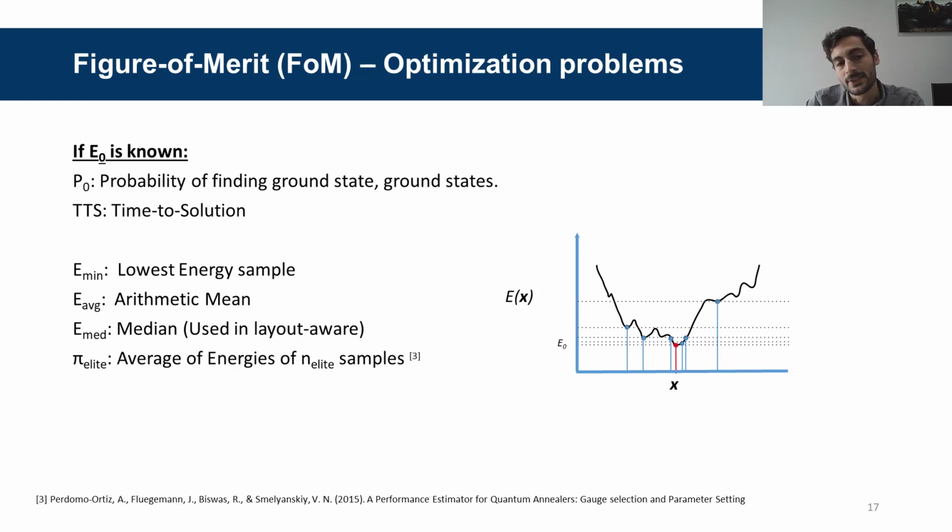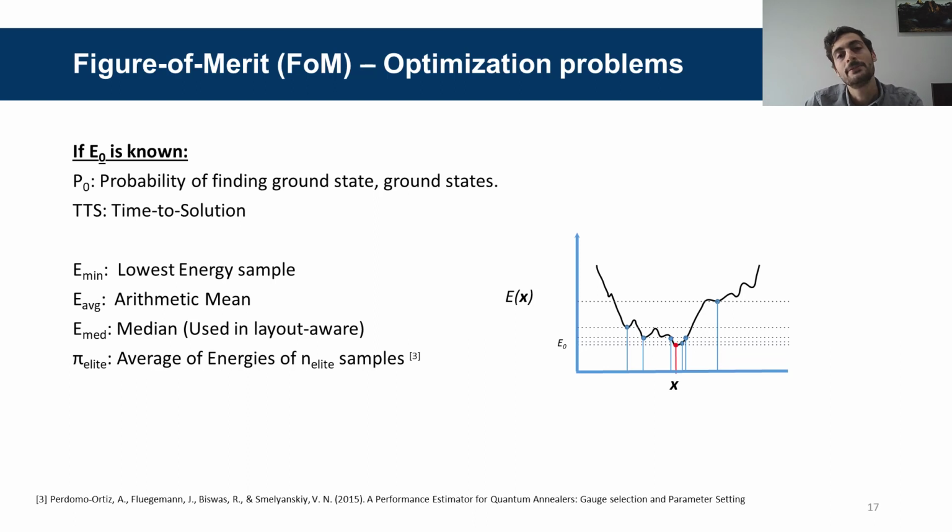But if you don't know the solution, then you can look at simple statistics. You could look at the minimum or the lowest energy sample. The mean, this is a little problematic because the distribution of samples could have a very long tail, which means your mean just moves towards that. So it may be better to use median, which is what we used in our previous work on layout-aware embedding algorithms. You could use some mixture of this, where there's been some work on, for example, the pi-elite metric, where you do the average, but only of a certain number of elite samples, and that way you remove that tail.